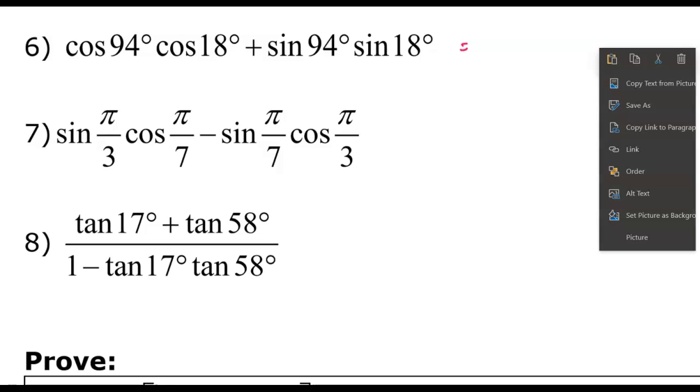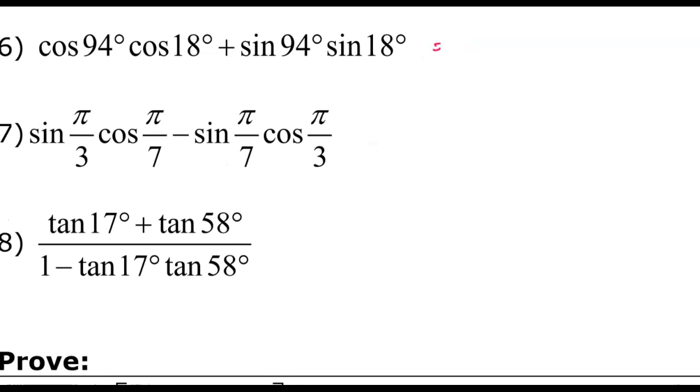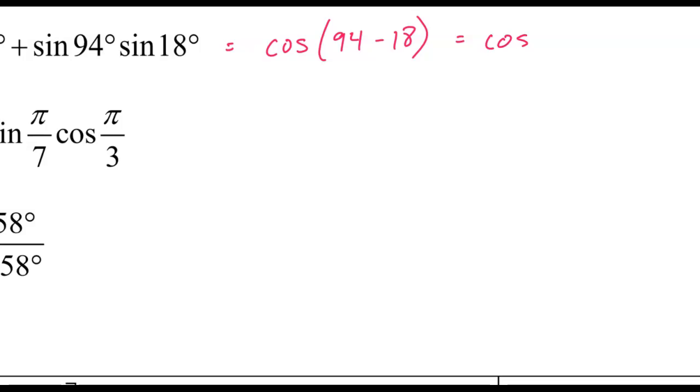Okay, now that you've had a chance to think about this, we're looking at the right-hand side of our identities. We're looking for an identity that has cosine, cosine, plus sine, sine. What identity is that? It's the difference of cosine. It's that fourth one down, cosine of x minus y. So what's our x value? 94. What's our y value? What is 94 minus 18? You're done. Cosine of 76.